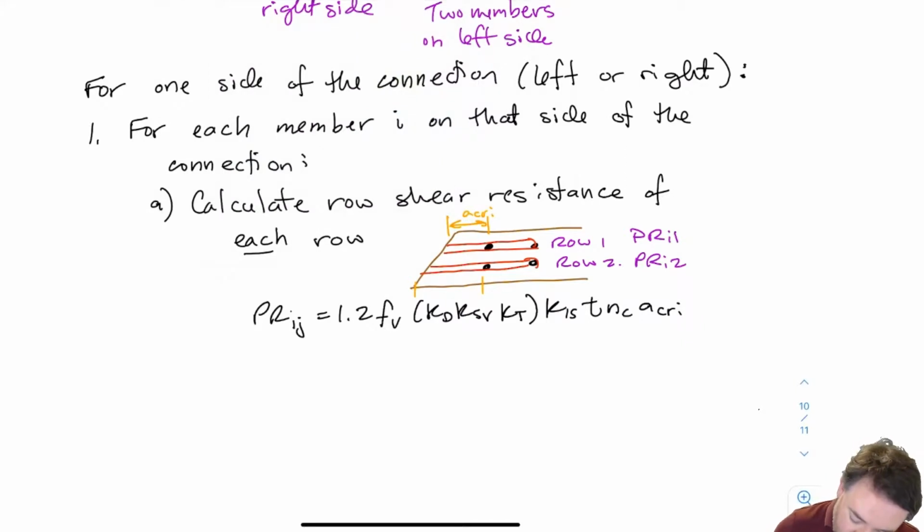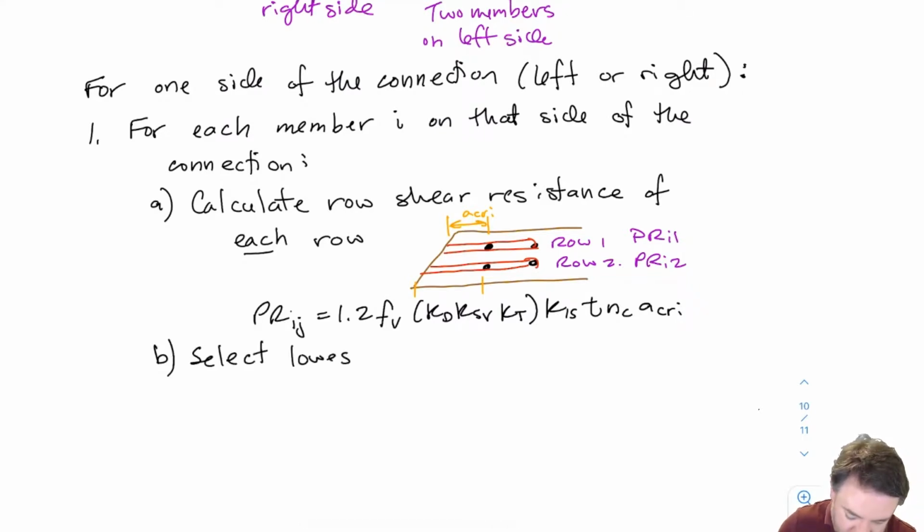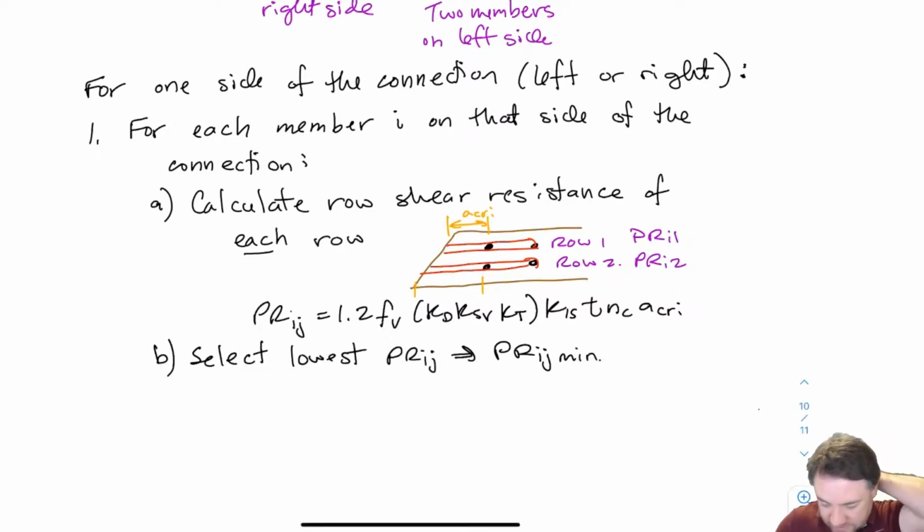Okay, so now that I have calculated the row shear resistance of each row, I'm going to find which one of those rows has the lowest row shear resistance. Whichever row has the lowest, I'm going to make that one equal to my PRIJ min. So I don't get any benefit in having one row that is a lot longer and a lot stronger than the others, because whichever one has the lowest resistance is going to govern for the whole connection.